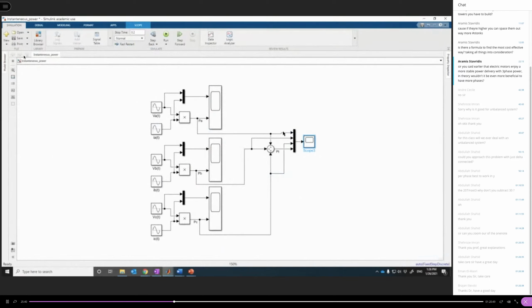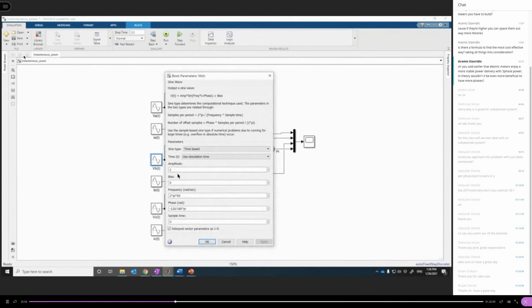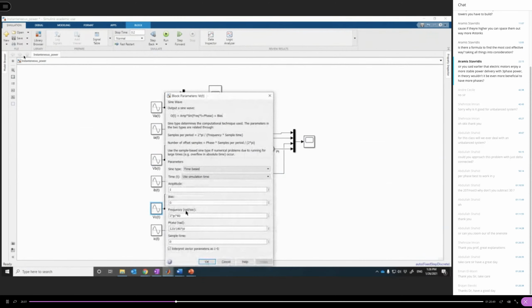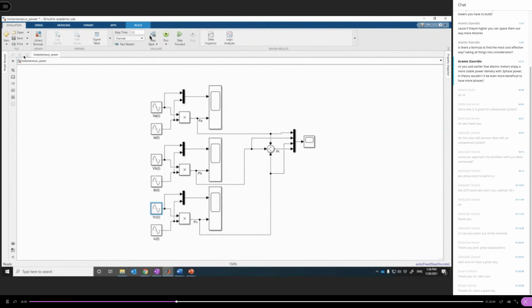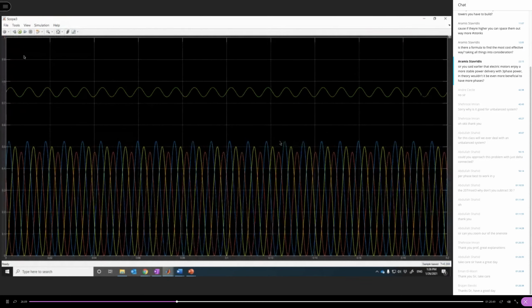Okay, so this is one of the benefits of 3 phases, to make the power smooth. Let's see if the system is unbalanced. What I mean by unbalanced is that the magnitude of phase B is not equal to the magnitude of phase A. For instance, here the amplitude is 1, let's make it 1.05. And for the other phase, let's make it 0.95. And let's run the simulation and see what happens to the power.